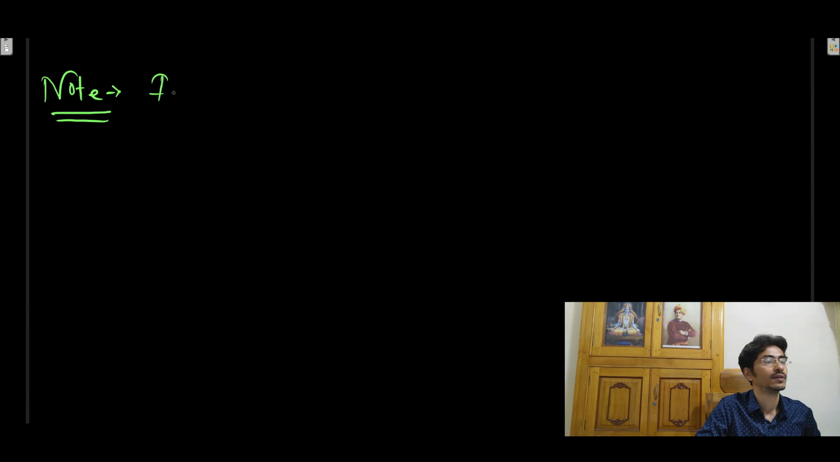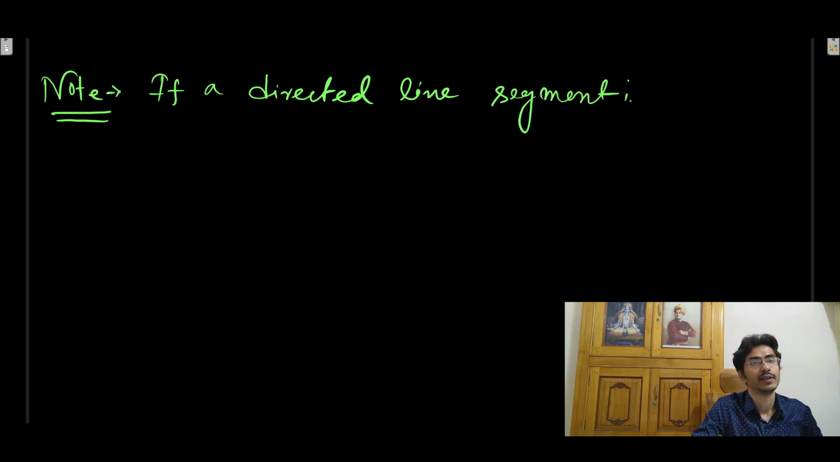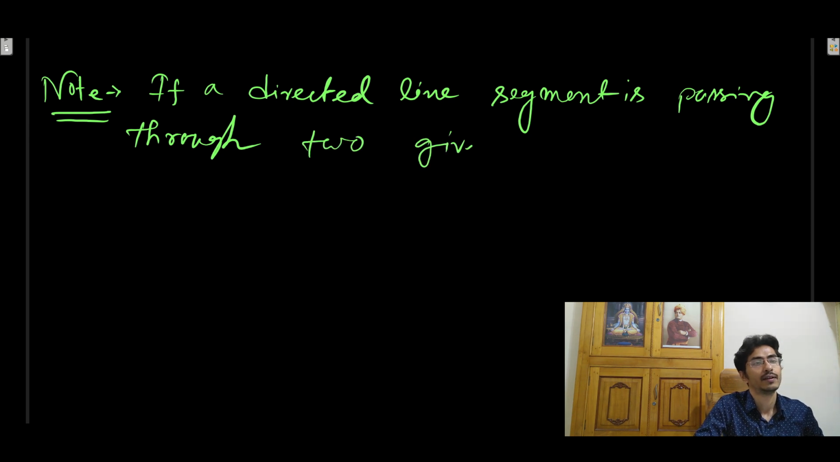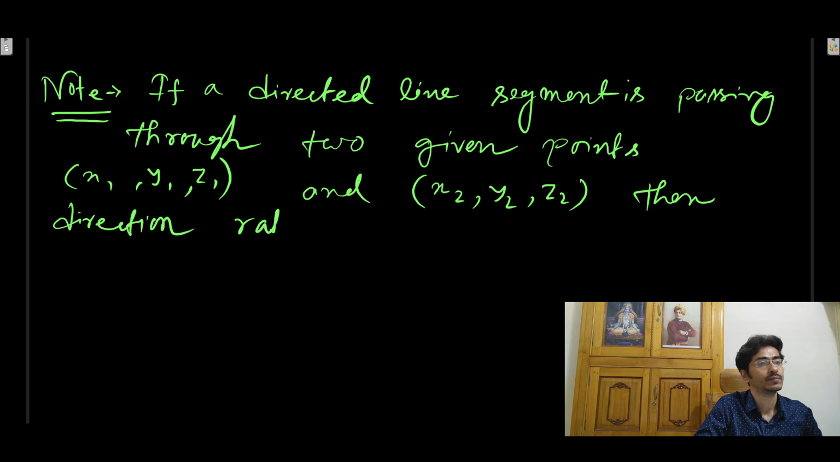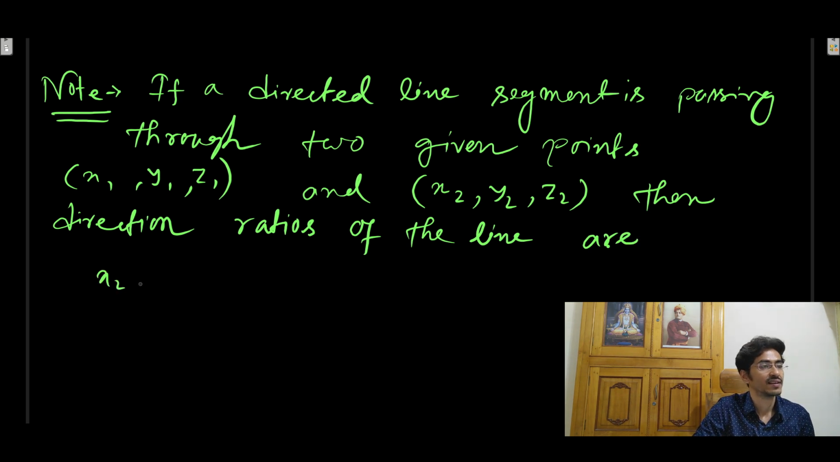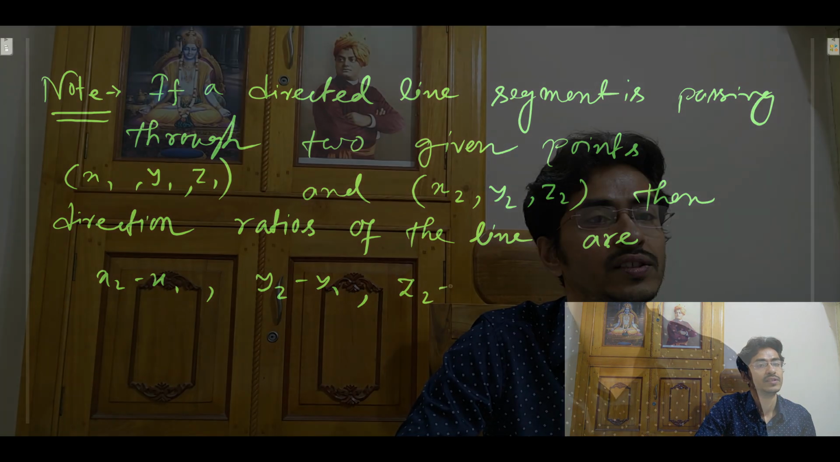Next page, note. If a directed line segment is passing through two given points x1, y1, z1 and x2, y2, z2, then the direction ratios of the line are x2 minus x1, y2 minus y1, z2 minus z1.